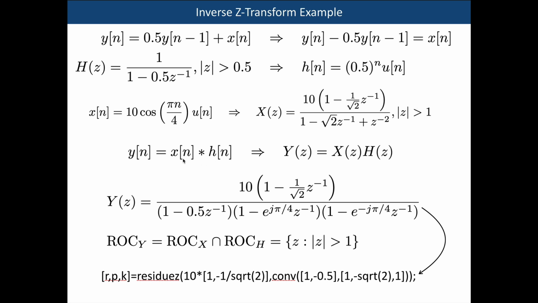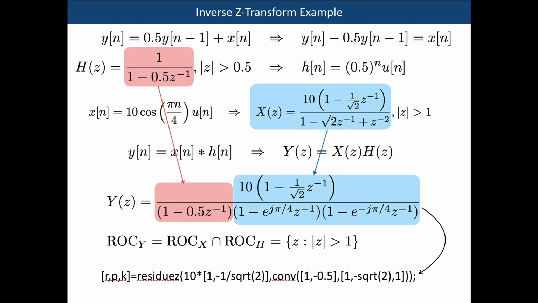Now, if we wanted to calculate the output, we could use this z-transform property, which says that convolution in time is equal to multiplication in the z-domain. So what we're going to do is multiply the two z-transforms together, and then calculate the inverse z-transform. Let's take a look at the steps involved here. First of all, let's multiply the z-transforms together. You can see I've brought the z-transform for X together with the z-transform for H, multiplied those together, and we get this expression.